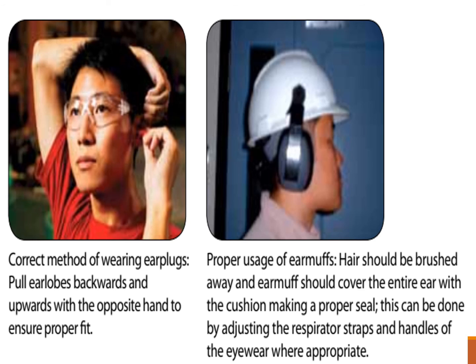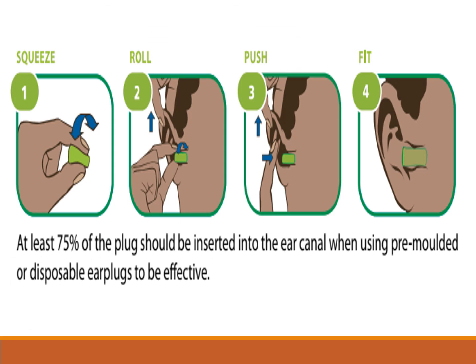Here is how the worker puts it in his ear, and here on the right is how the worker uses the helmet with the muffs. Please read it and use it. Here is how to put in the earplug: squeeze, which is molded, roll, push, and fit. At least 75% of the plug should be inserted into the ear canal when using pre-molded or disposable earplugs to be effective. Please read and use.